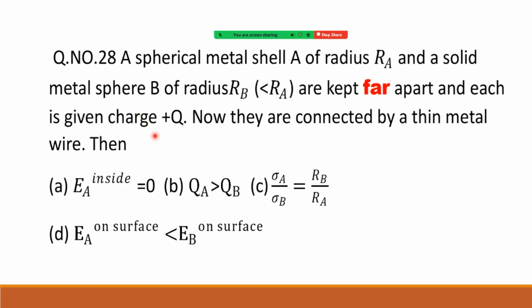Okay, let us see the options they have given. E inside 0. What is A? A is now a spherical metal shell, right? In case of a conducting shell, no charge inside, field will be 0. First option we can directly verify because no charge inside the shell. So first one is correct. Okay. Next, remaining three options, see how we have to verify.